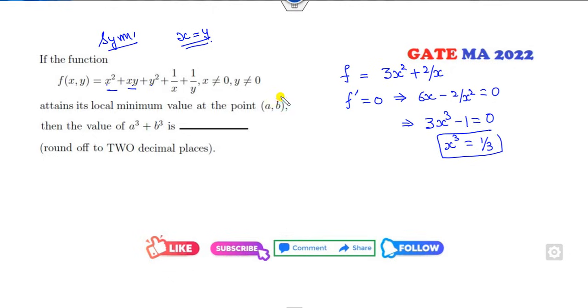Now if you look at that, he said the maximum minimum value occurs at a is equal to b. That means a is equal to b because it's symmetric. So a is my x. So basically x cube is my 1 over 3. So b cube is also 1 over 3. So what is the sum of this? 2 over 3 is the right answer.